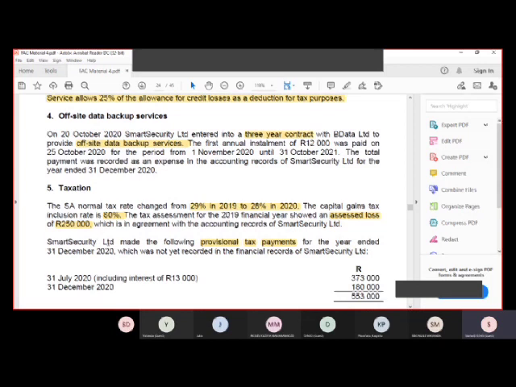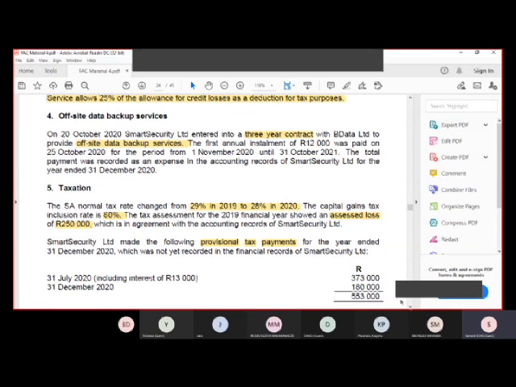Taxation: the SA normal tax rate changed from 29% in 2019 to 28% in 2020. So there was a rate change at the end. The capital gains tax inclusion rate is 80%. The tax assessment for the 2019 financial year showed an assessed loss of 250. So we have an assessed loss that comes from prior of 250, which is in agreement with the accounting records of Smart Security Limited. Smart Security Limited made the following provisional tax payments for the year ended 31 December, which was not yet recorded in the financial records of Smart Security.